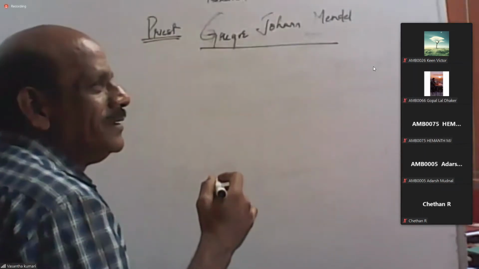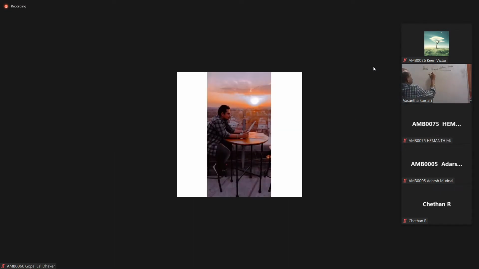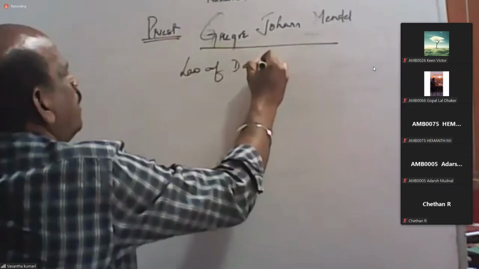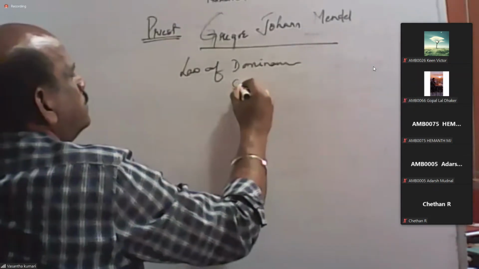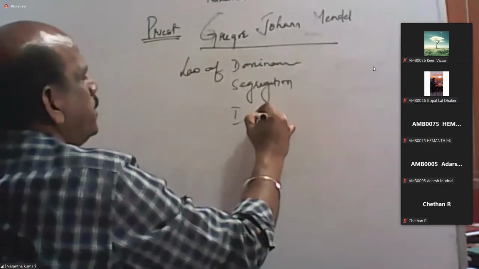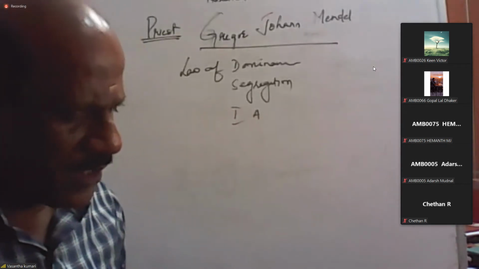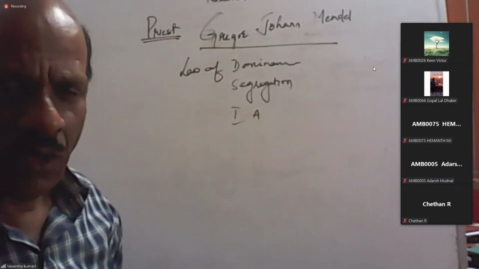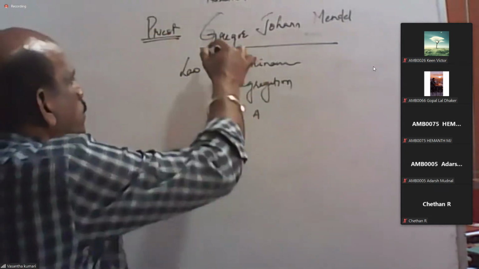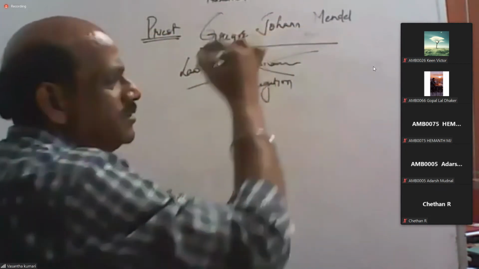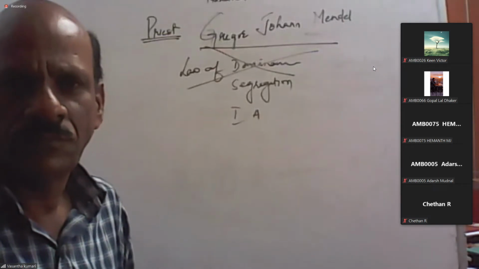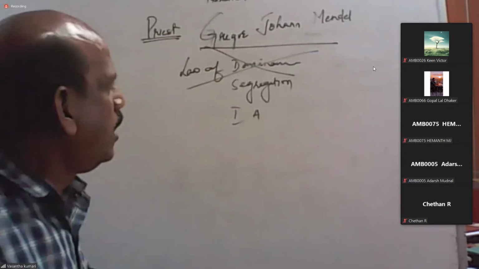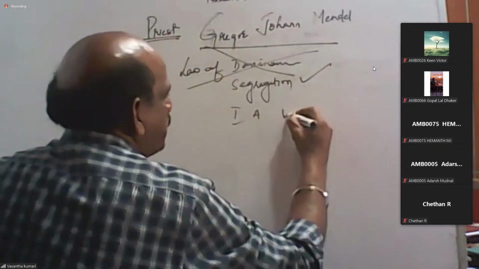So how many? Three, sir. Law of dominance, law of segregation, and law of independent assortment. That's what you said, right? Are there any other laws? Is there any other law? This is wrong. Is that clear? Law of segregation, yes. Law of independent assortment, yes.